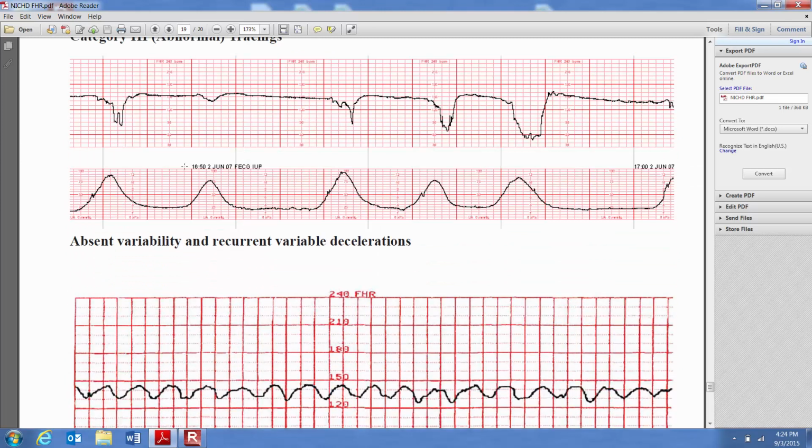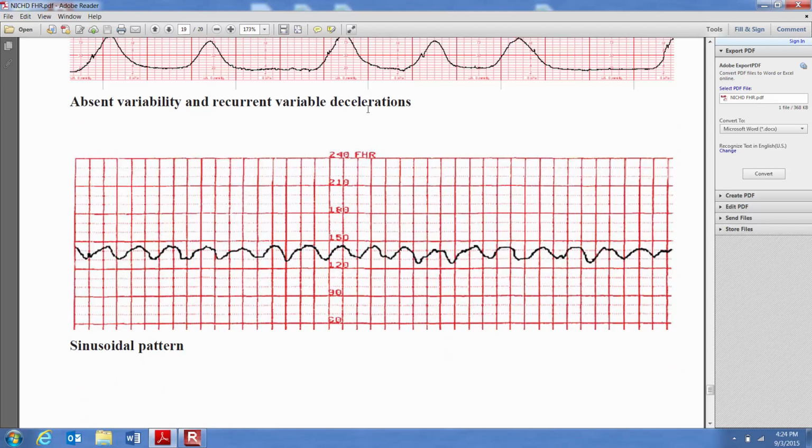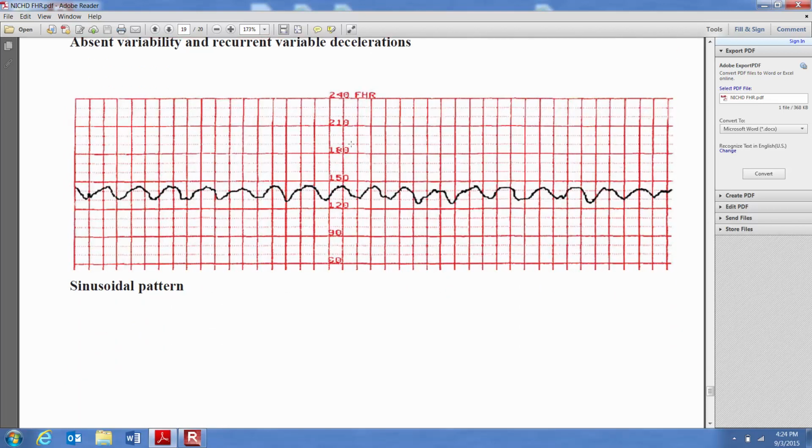Here's category 3 tracing, absent variability, and we have to have recurrent decelerations with absent variability, okay? And we do, because recurrent is greater than 50% of the contractions, and we actually have a deceleration with every contraction, so we've definitely met that criteria. This is category 3.